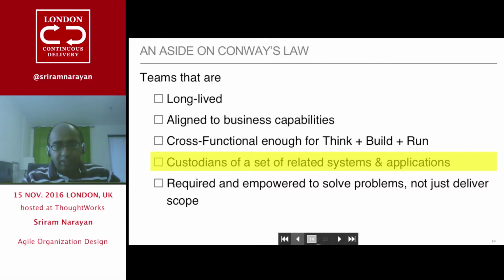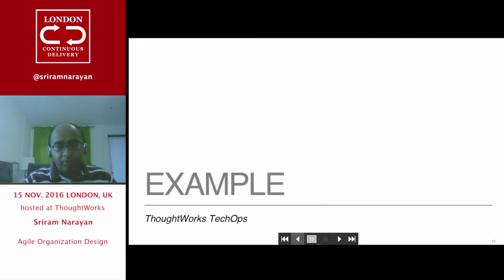So that's just an aside, and with that I want to get into a real example of how this product's mode of operation works inside ThoughtWorks TechOps. So ThoughtWorks is a professional services company.